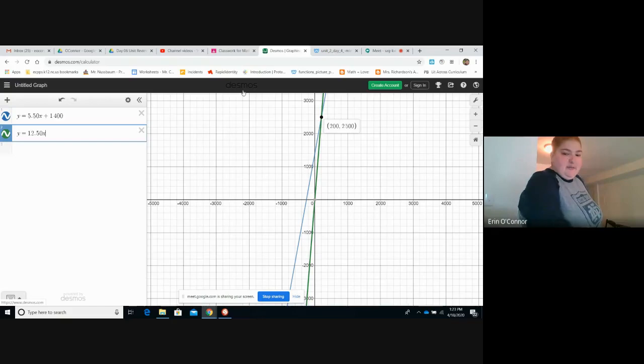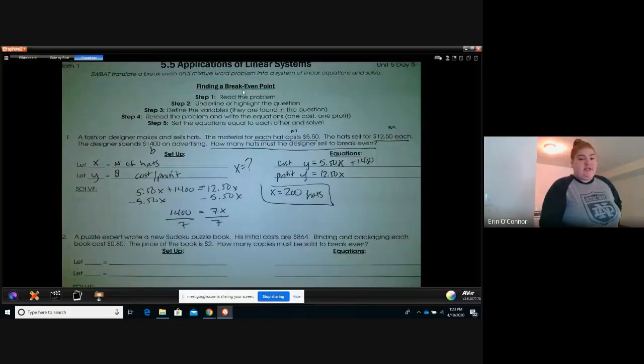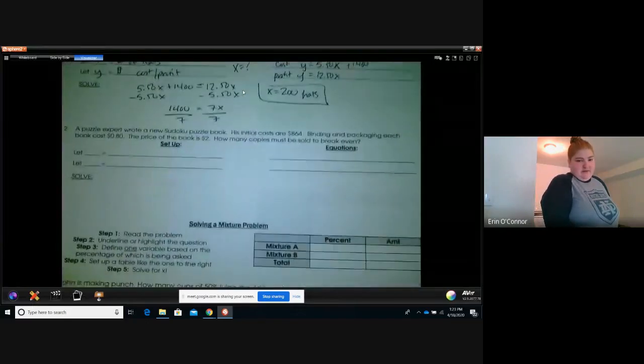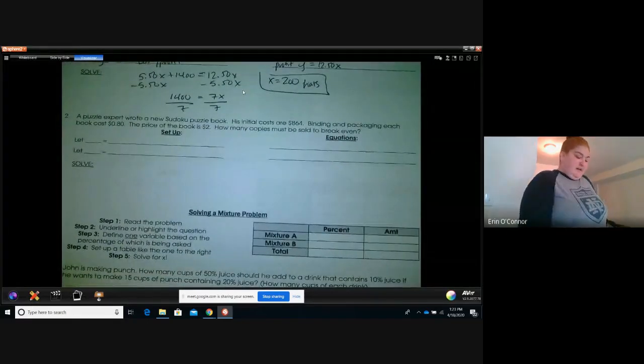All right, we're going to do the next one. I would really like you guys to try this yourselves. Try it first, but if you need some help, you can always follow along. A puzzle expert wrote a new Sudoku puzzle book. I love Sudokus. I don't know about you guys.